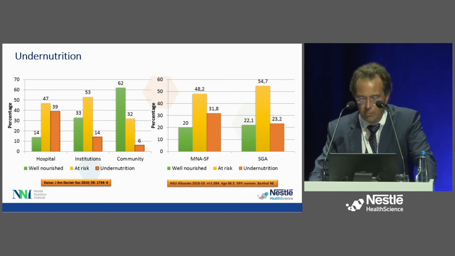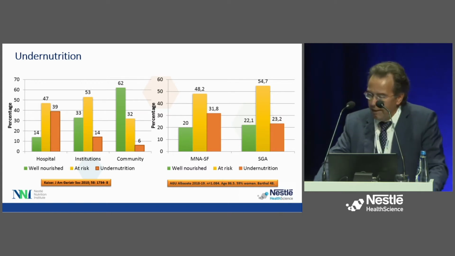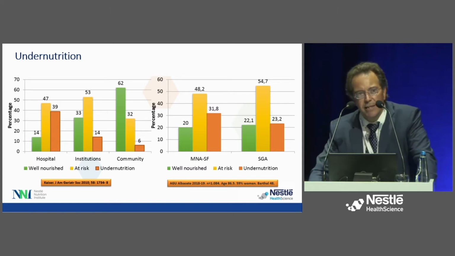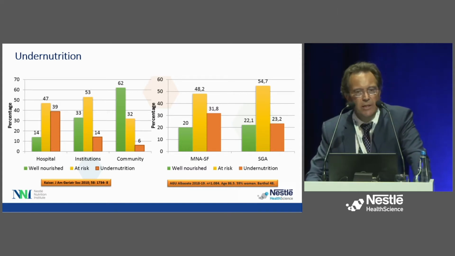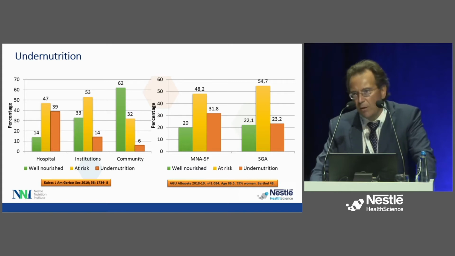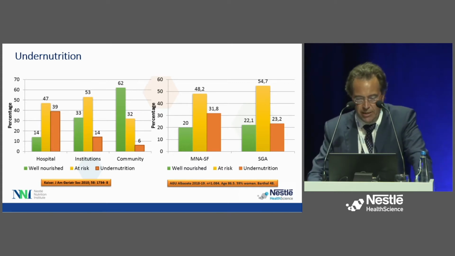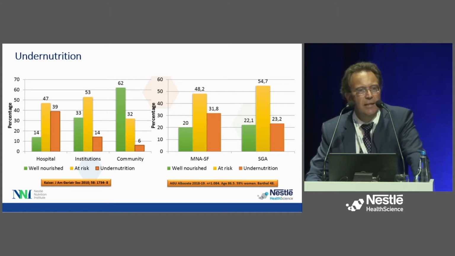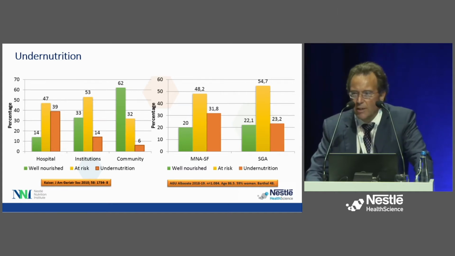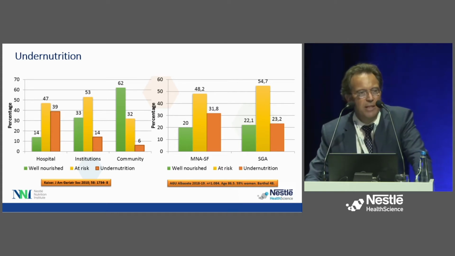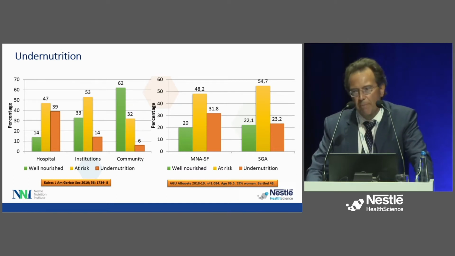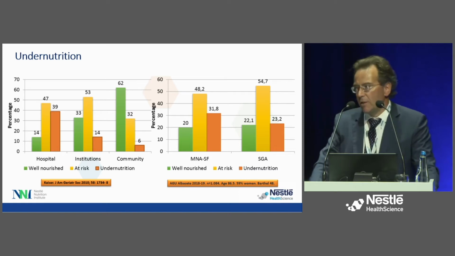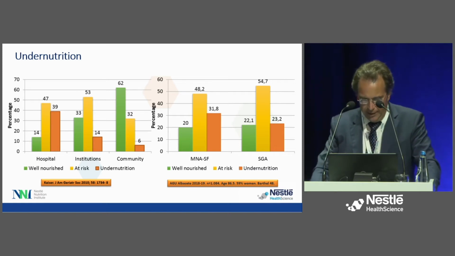at risk or malnourished. And in the right panel, you can see unpublished data from our acute geriatrics unit in Albacete in Spain, in more than 1,000 consecutive inpatients from the years 2018 and 2019. And you can see how, using the MNA short form or the subjective global assessment instrument, only 20% of my patients were well-nourished. So I have a problem in my hospital. I hope you won't have it.